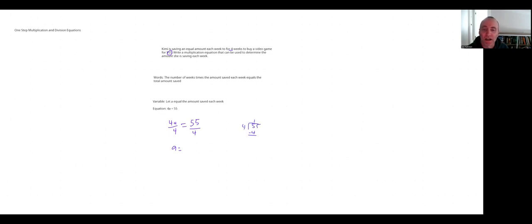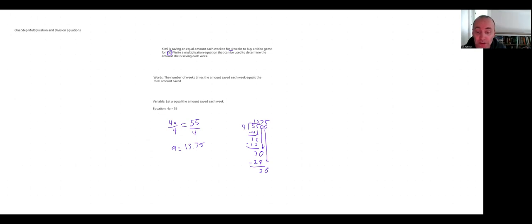We're going to bring down this 5. It's going to go 3 times. That's going to be 12, which is going to give us a 3, and a 0. So we're going to annex a 0. Remember that annexing a 0? We talked about that before. It's going to go 7 times into that, which will be 4 times 7 is 28. We subtract, we get a 2. Let's annex one more 0, and that's going to be a 5. So it's going to be $13.75.